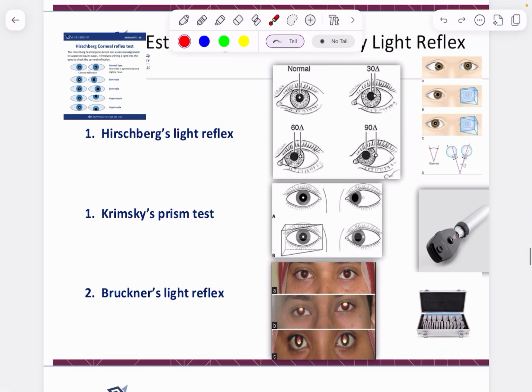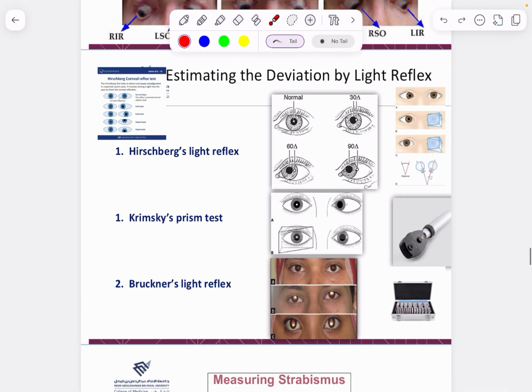Then we come to Bruckner's light reflex, which is the red reflex. You're checking that it's not overly bright and that it's symmetrical, because this can also indicate some type of deviation.